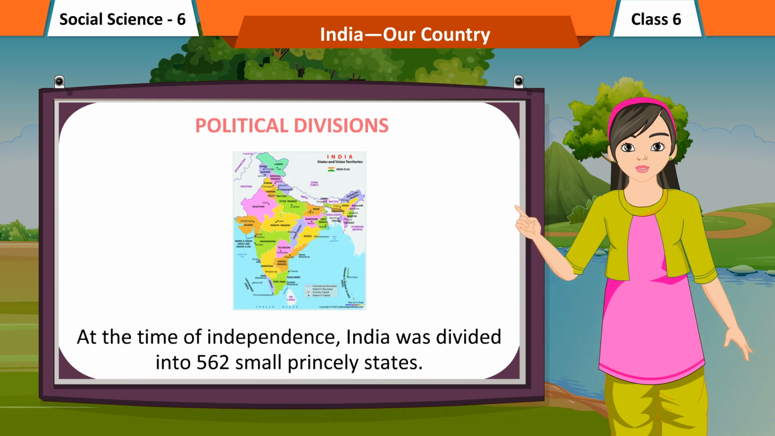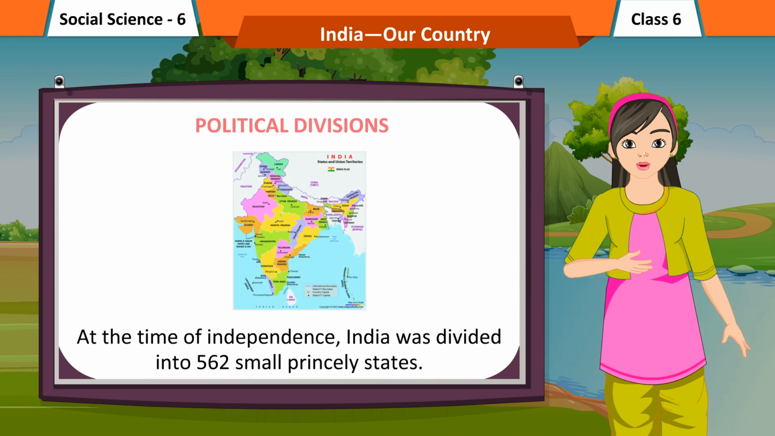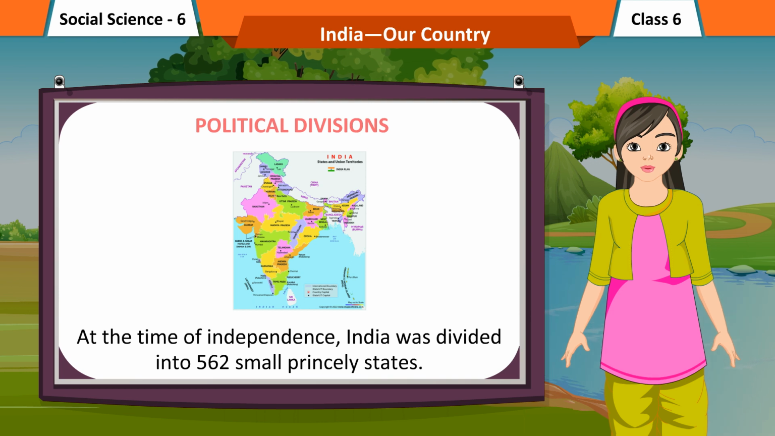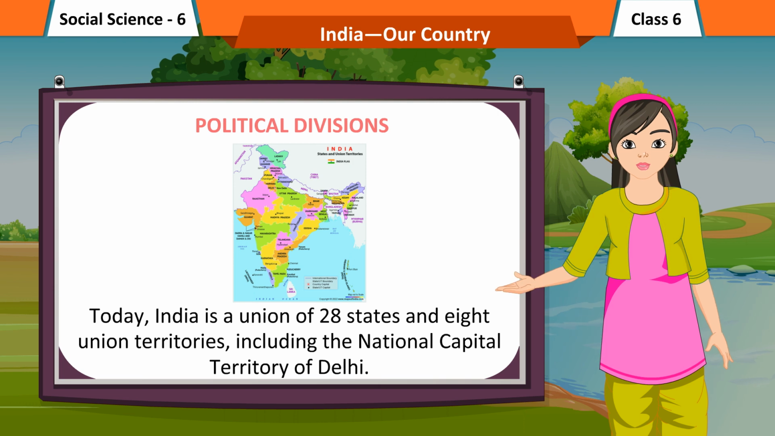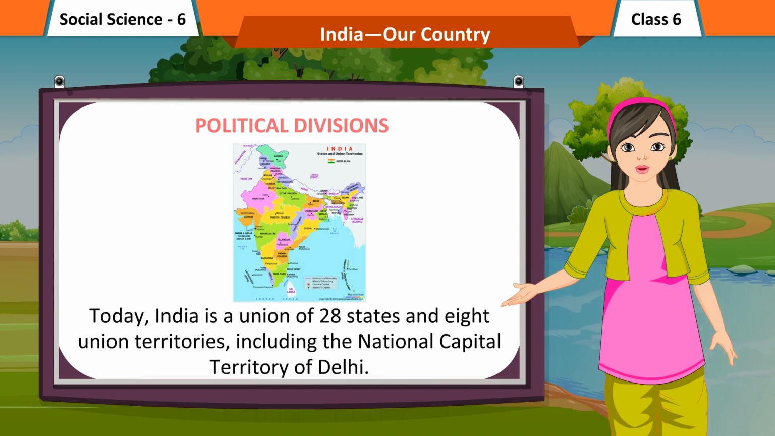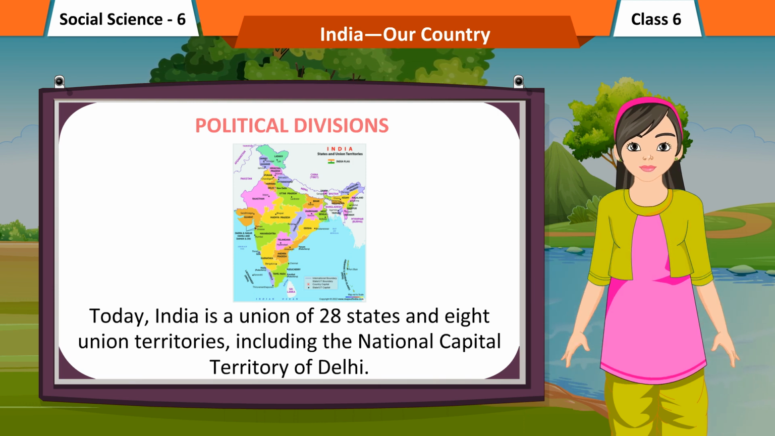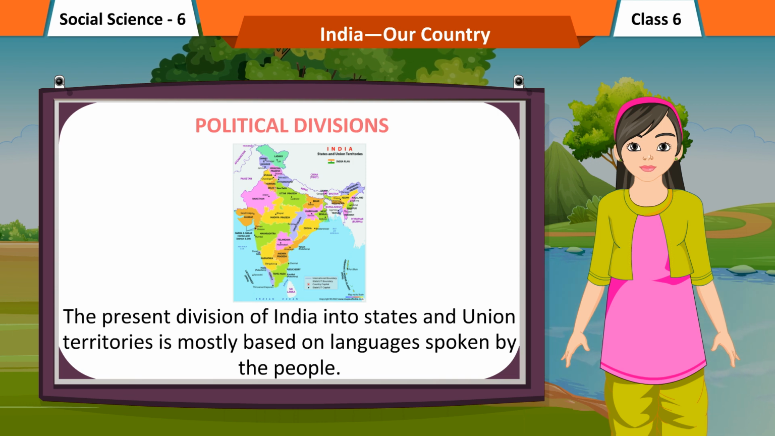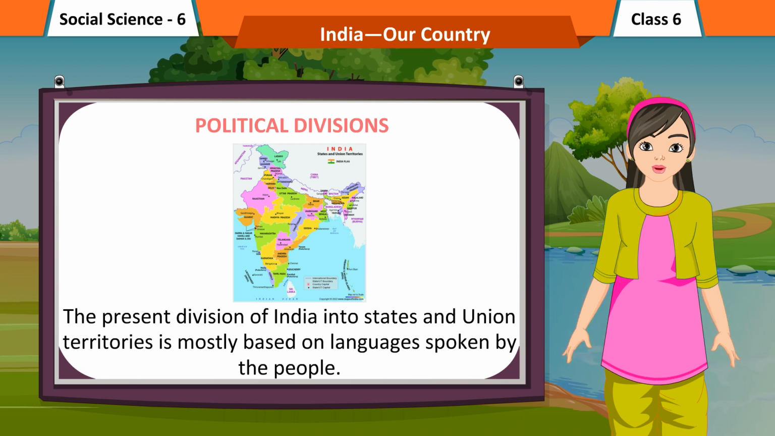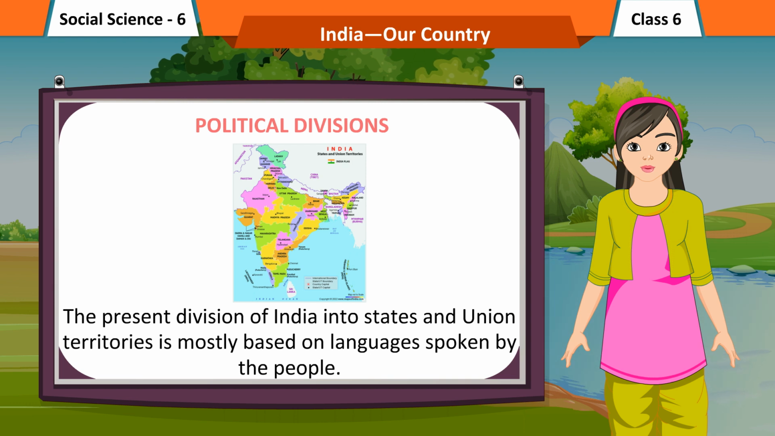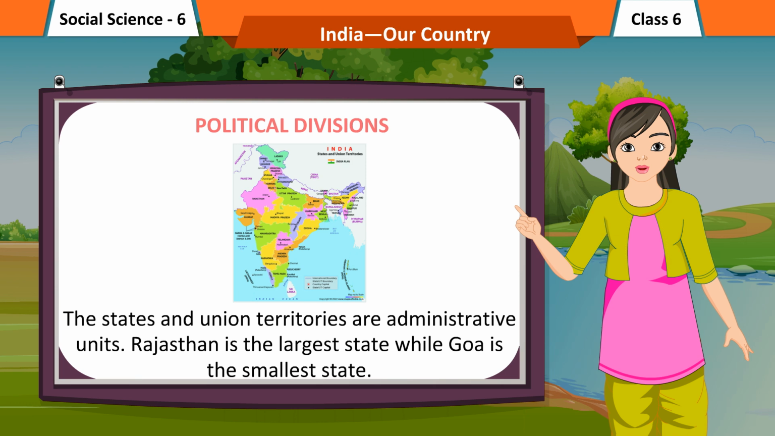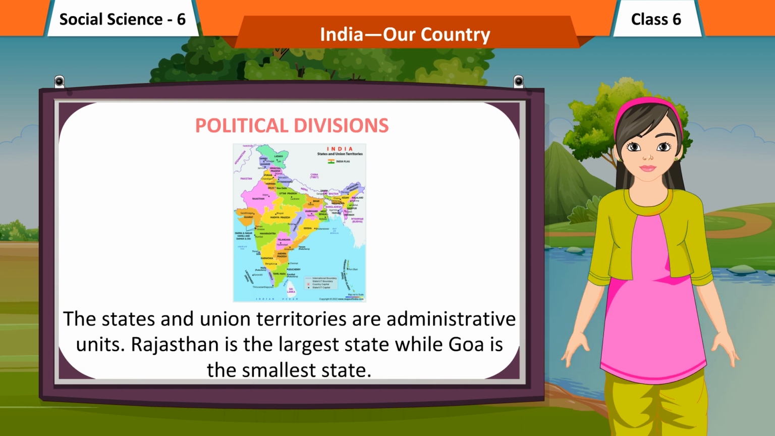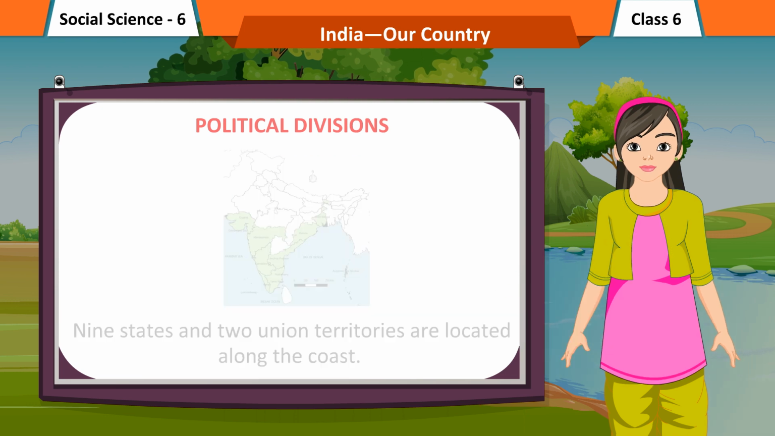Political divisions. At the time of independence, India was divided into 562 small princely states. Today, India is a union of 28 states and 8 union territories, including the National Capital Territory of Delhi. The present division of India into states and union territories is mostly based on languages spoken by the people. The states and union territories are administrative units. Rajasthan is the largest state, while Goa is the smallest state.